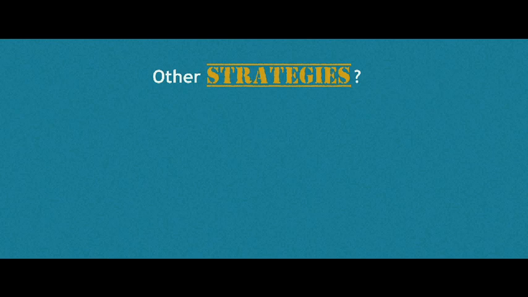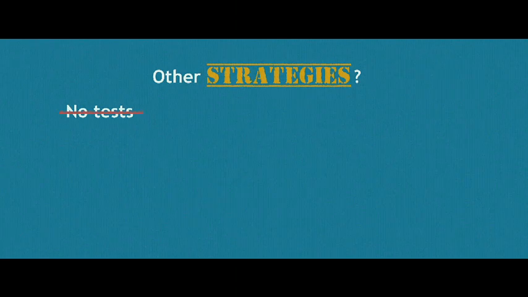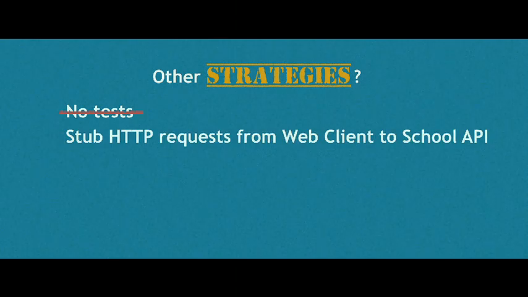So what are the other strategies? You can have no tests. That's an option, but it was not an option for this client. And I have been part of an application that had no tests, and that was not very fun. You could stub HTTP requests from the web client to the school API. What that means is when the web client's test suite runs, an HTTP request is not sent to the school API. Instead, the response is stubbed to return some known JSON response.